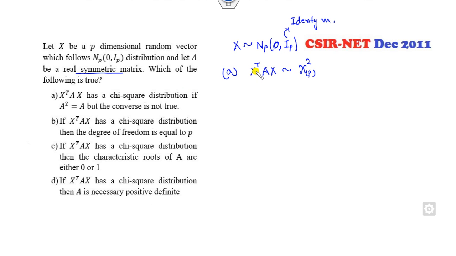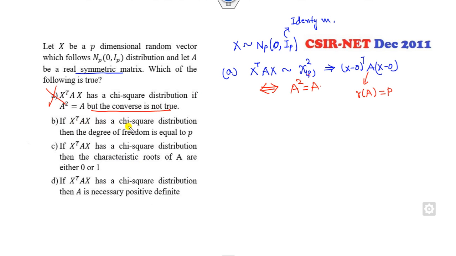So this is central, because I can write this quantity also as X minus 0, A, X minus 0. When will it be chi-square? If the rank of A is P, or if the rank is K, then it will be K, if and only if A squared is equal to A. But he said the converse is not true. That is a wrong answer.